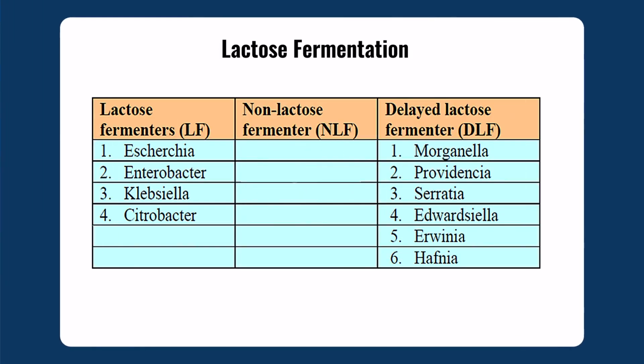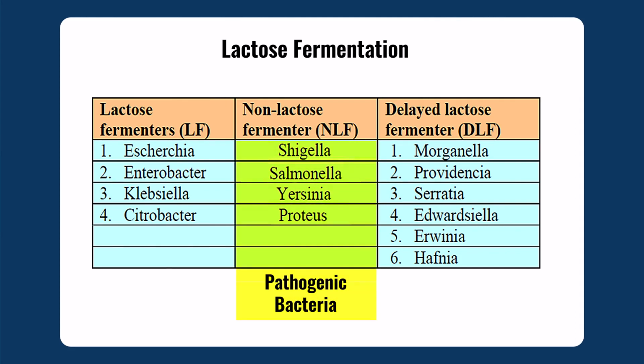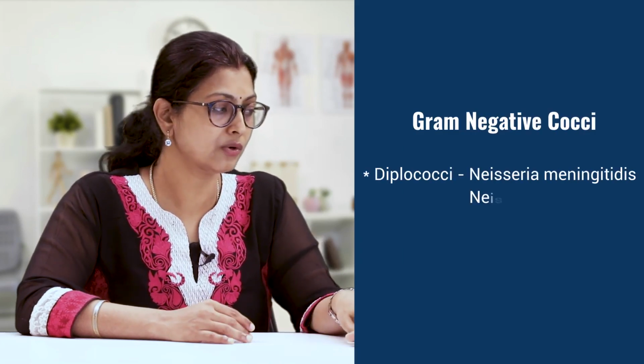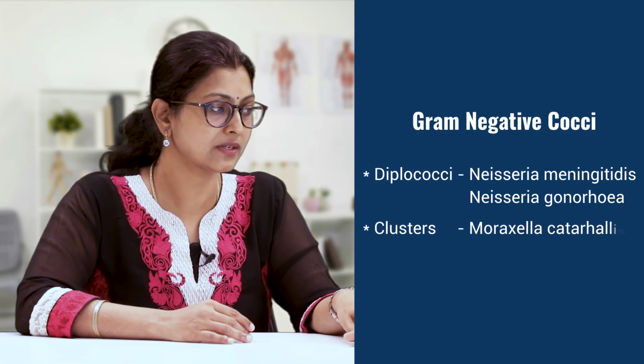Among the lactose-fermenting organisms, which are the Enterobacteriaceae, most are seen commonly in the GI tract, which we already saw as resident flora. But the most common pathogenic bacteria which lead to diarrhea or dysentery are the Shigella, Salmonella, or Yersinia group. So they are the most common pathogenic bacteria among the Enterobacteriaceae group. The gram-negative cocci: the common diplococci are Neisseria meningitidis and Neisseria gonorrhoeae, and in clusters, Moraxella catarrhalis.